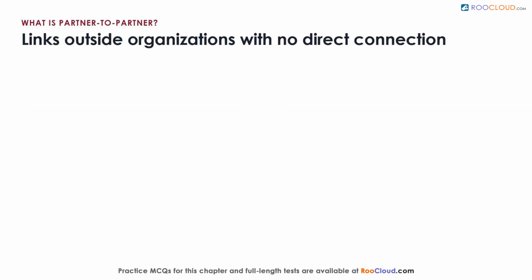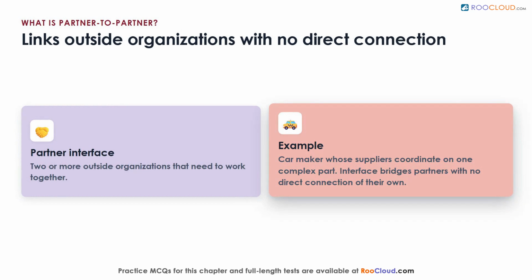So what is a partner-to-partner interface? It connects two or more outside organizations that need to work together. Picture a car maker whose suppliers must coordinate on one complex part. The interface links partners that have no direct connection of their own. Data flows back and forth across systems they've agreed to use.